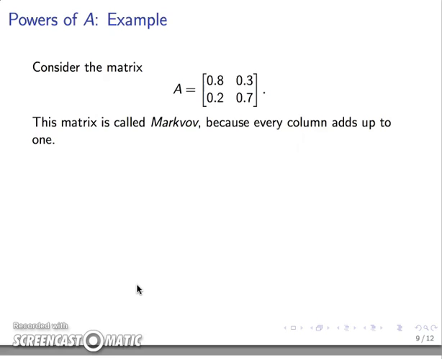And that's something that we could see an application, an illustration of this. So we have a matrix here that has nice properties, because if you add up the entries on each column, so this would be 0.8 plus 0.2, this adds up to 1. And the same is true for the second column. Such matrices are known as Markov matrices.